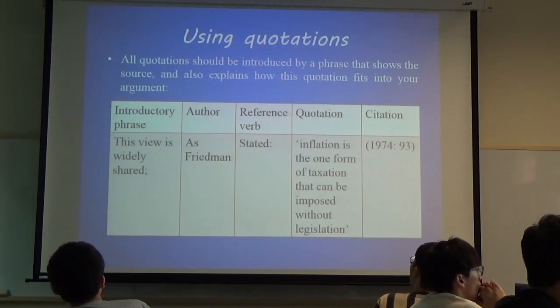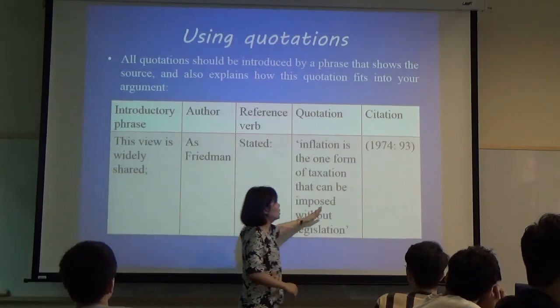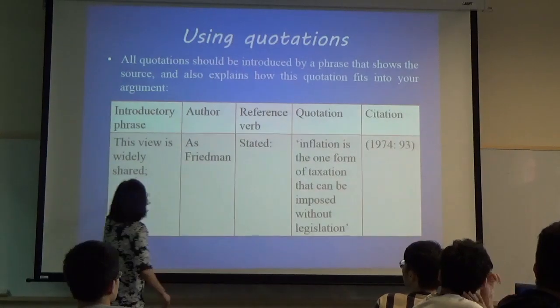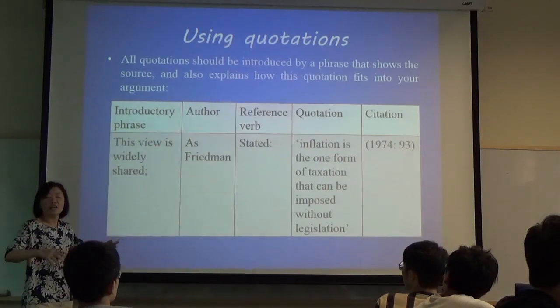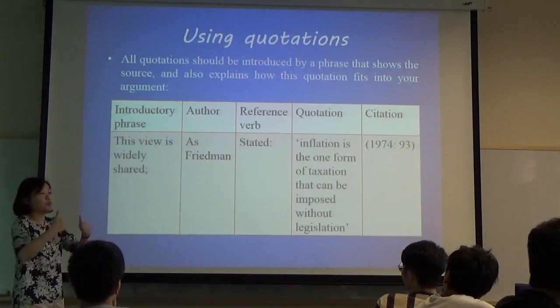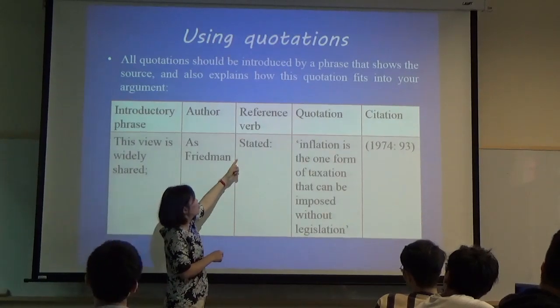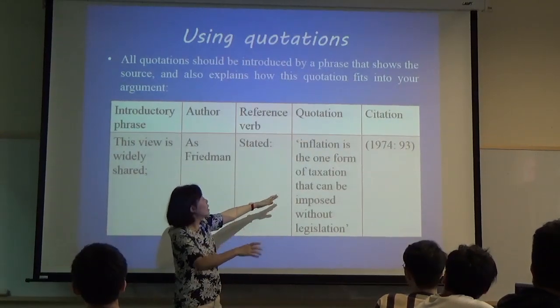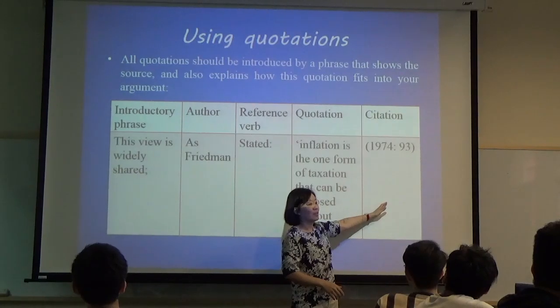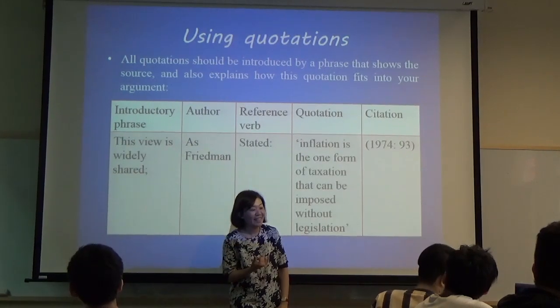So when we use quotations, we have to write it this way. That's the structure of writing a quotation. Okay. First, you have an introductory phrase: this view is widely shared, or his result is greatly approved, as somebody said. And then you use the reference verb as in your list. Then you quote a saying, and then you cite. Is that clear? Because you are going to write a quotation. Is that clear?